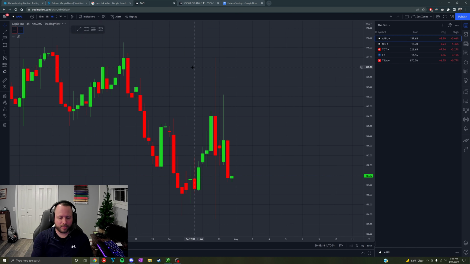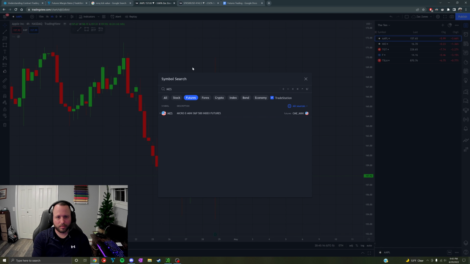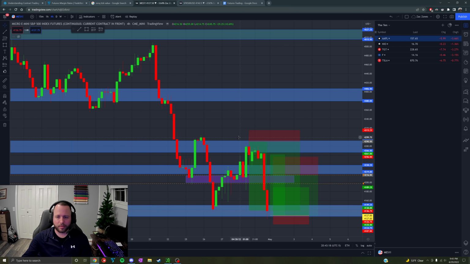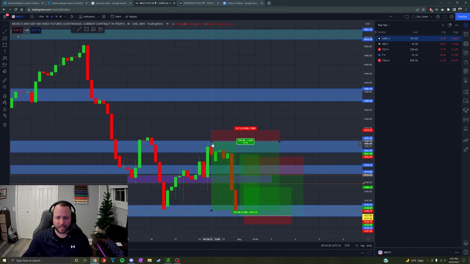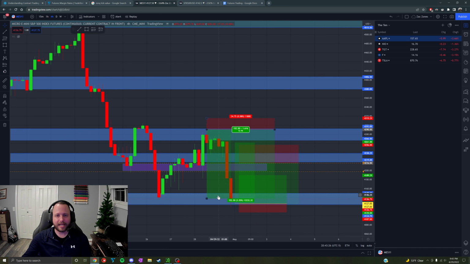That move that we saw on MES right here would have taken about one day to complete. You would need to have about $1,300 in your account to potentially make that $700 move if you played zone to zone. So with $1,300, you can make $700. That's what, over 50% of your whole account?